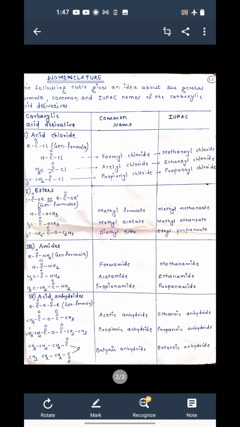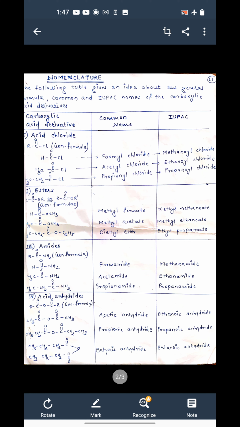Now the next one is amide. The general formula for amide is RC double bond O NH2. The first compound of this amide group is HCONH2. It is obtained from formic acid, so we commonly call it formamide, as it is an amide. In the second case it is obtained from acetic acid, we delete ic acid and add amide, and we get acetamide.